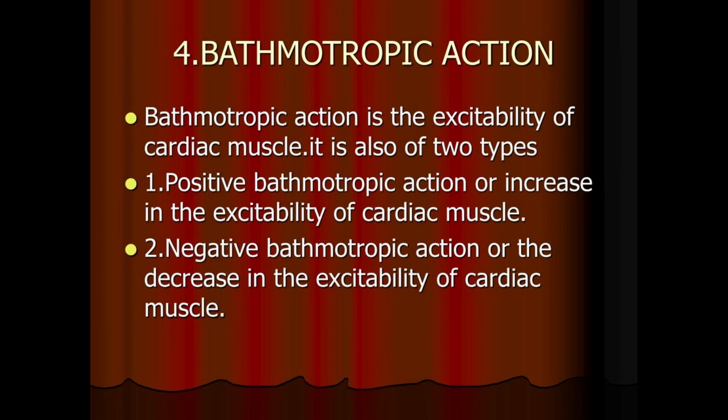Now fourth one is bathmotropic action. So bathmotropic action is the excitability of the cardiac muscle. It is of 2 types, positive and the negative. Positive for increase and the negative for decrease. So there are the 4 actions of the heart. First is chronotropic, that is for the heart rate. Second one is inotropic, that is for the force of contraction. Third one is dromotropic, that is for the speed of conduction, and the bathmotropic, that is for the excitability of the cardiac muscles. So this is the action of the heart.